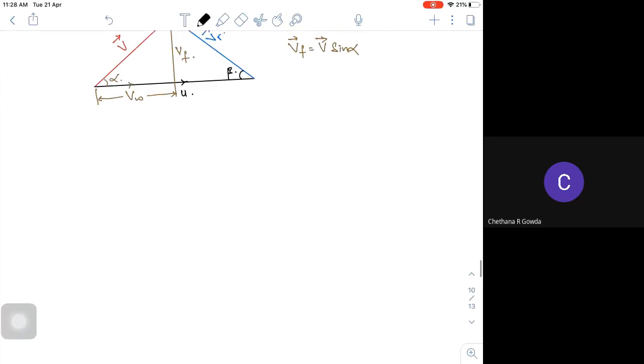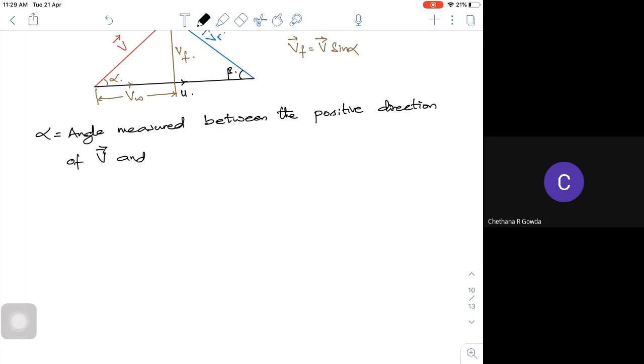Now, what is this alpha? Alpha is the angle measured between the positive direction of the absolute velocity V and the positive direction of your peripheral velocity U.